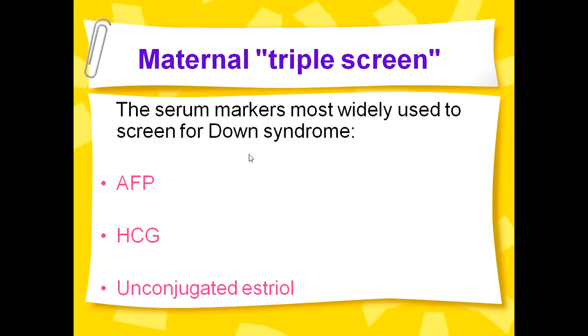So, mother with increased age more than 30 years is asked to do triple screening. The serum markers most widely used are alpha-fetoprotein, HCG, and unconjugated estriol.